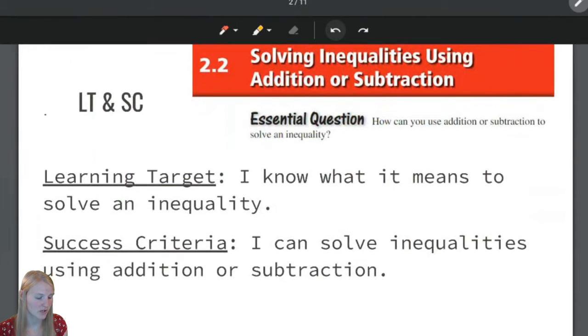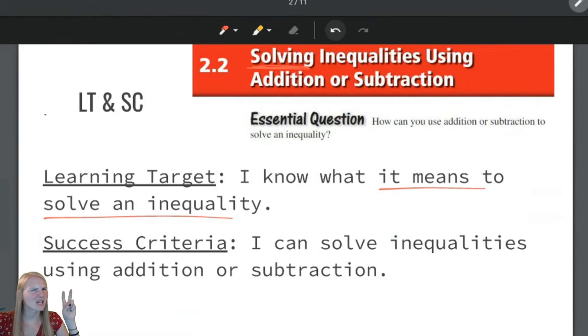Today, we are moving on to section 2.2, which is all about solving inequalities using addition or subtraction. So, our learning target is that you know what it means to solve an inequality. What on earth does it mean when we say solve an inequality? And the success criteria is that you can solve inequalities using addition or subtraction.